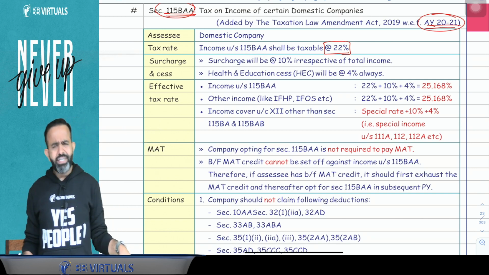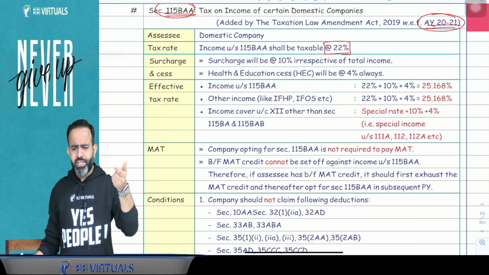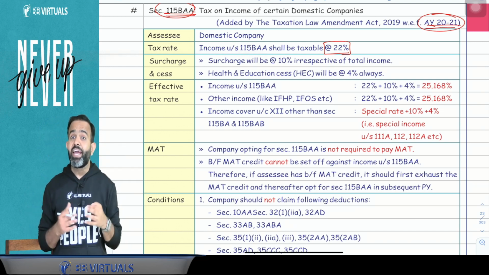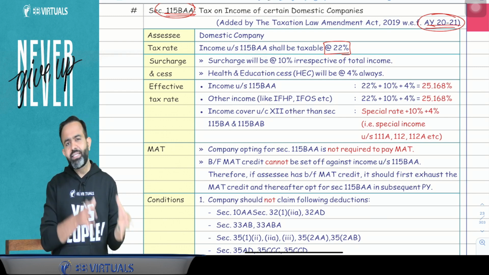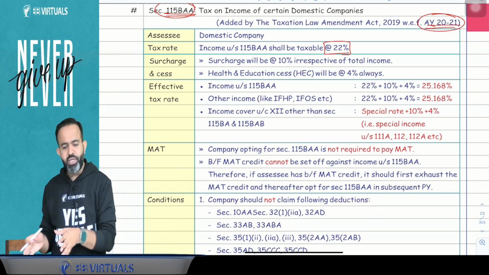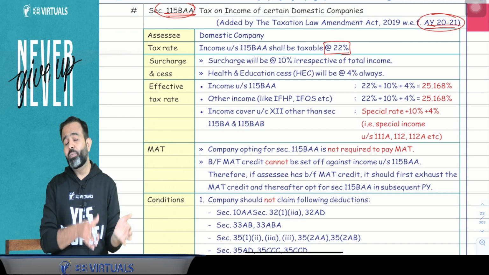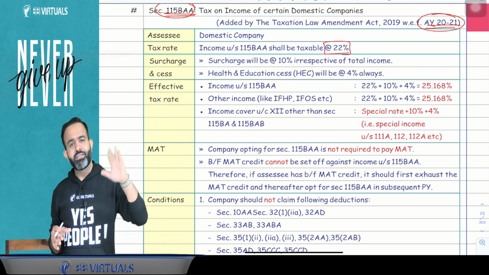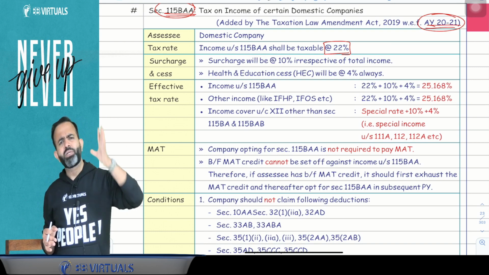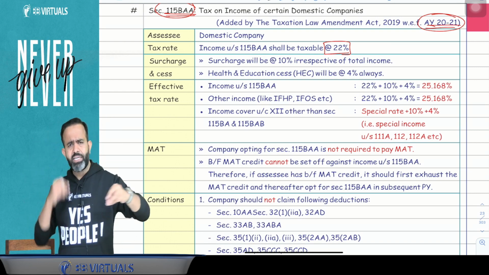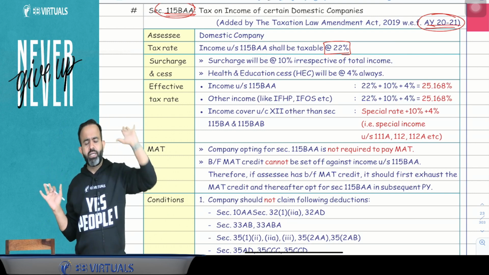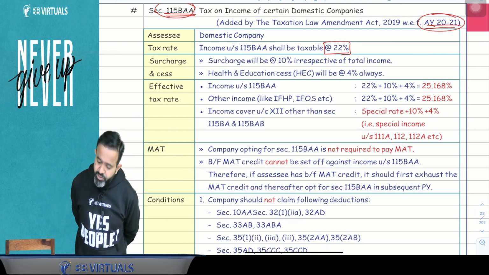But sir, is this 22% tax rate applicable for only a new domestic company or an old one also? Right answer is any domestic company. Whether that domestic company is a new company or an old company, whether it is engaged in a manufacturing business or non-manufacturing business or service industry, any type of domestic company, listed, unlisted, private, public, can opt for this particular section. And sir, tax rate is 22%.